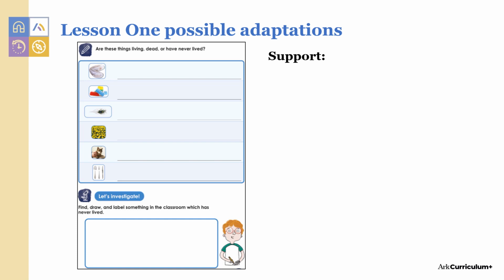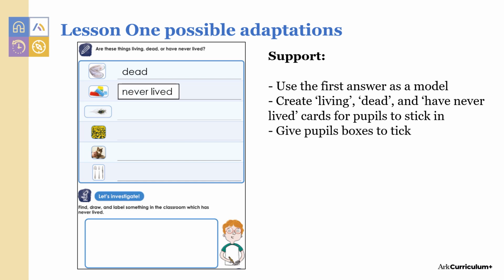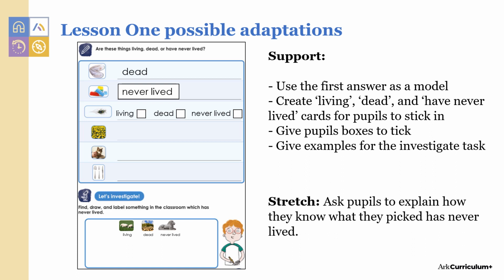In Lesson 1, pupils are asked the question, are these things living, dead, or have never lived? Support pupils by using the first answer as a model. Create living, dead, and have never lived cards for pupils to stick in. Give pupils boxes to tick. Give examples for the investigate task. And stretch pupils by asking them to explain how they know what they picked has never lived.